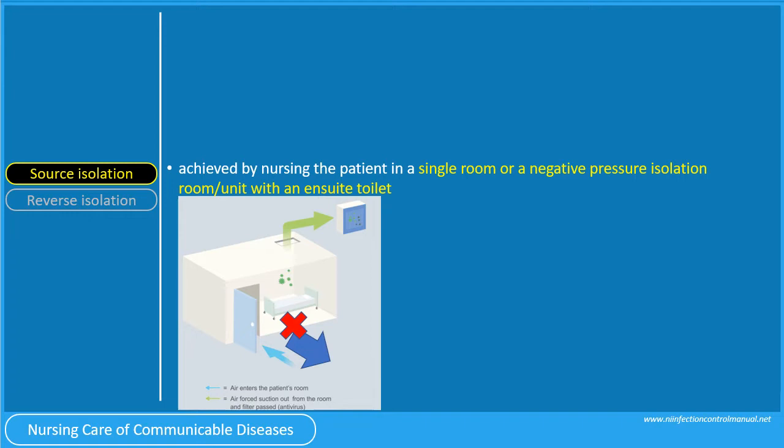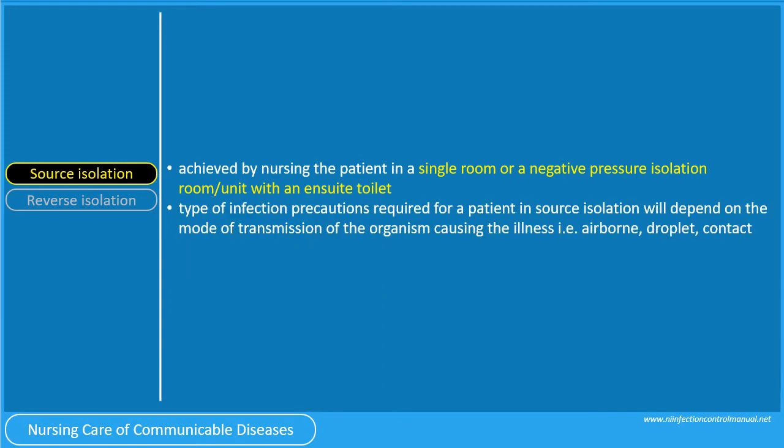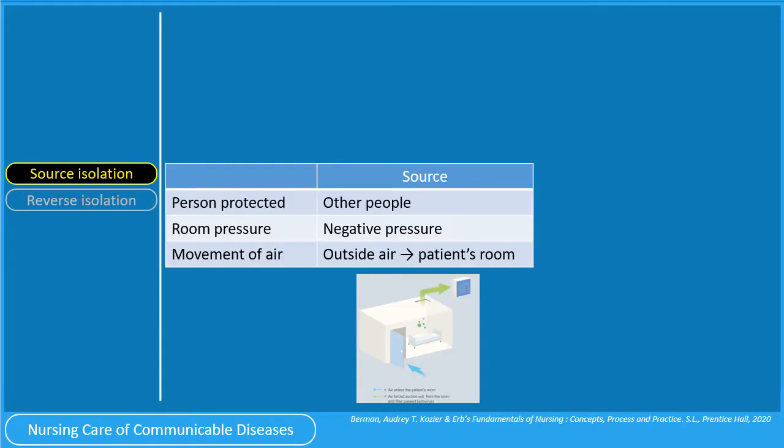The type of infection precautions required for a patient in source isolation will depend on the mode of transmission of the organism causing the illness. To summarize, since the room pressure is negative, the movement of air would be outside air going to the patient's room, and thus it will protect other people.